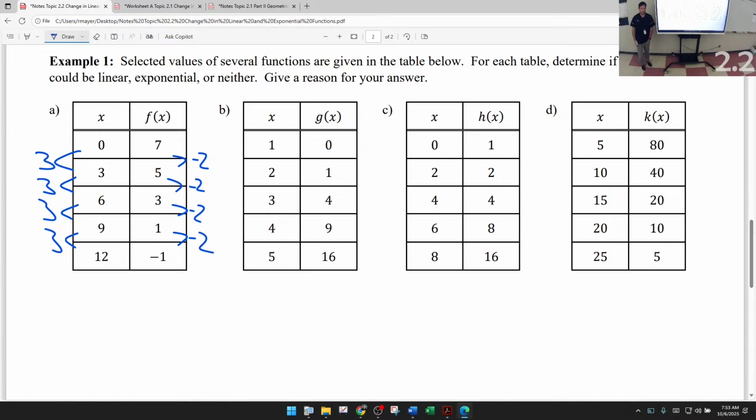Good enough? L-I-N-E-A-R. Does that show enough work? Yep, it does. The reason: it's constant. Does that make you feel better if I say constant?